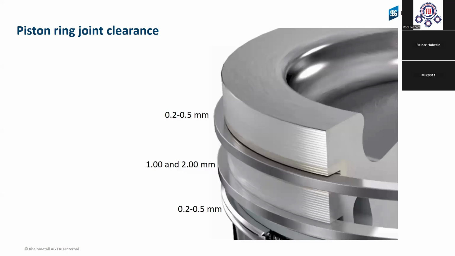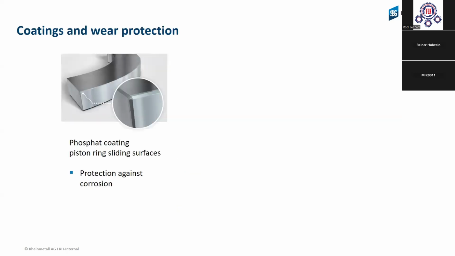You see 0.2, 0.5 for the first ring, maybe in some cases also up to 0.7. Second ring, 1 to 2, and the third ring roughly 0.2 to 0.5 is normally the standard clearance, but it can be a little bit different depending on the engine.